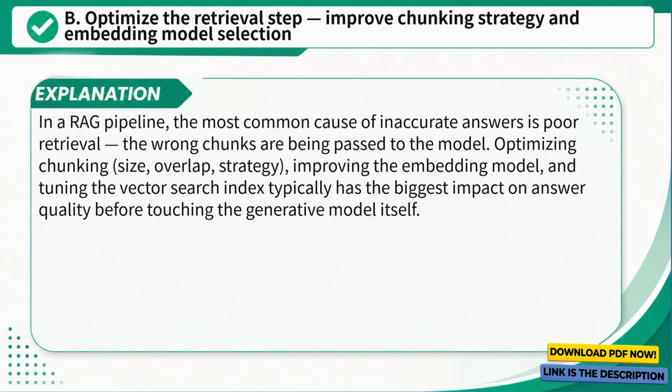Explanation. In a RAG pipeline, the most common cause of inaccurate answers is poor retrieval. The wrong chunks are being passed to the model. Optimizing chunking, size, overlap, strategy, improving the embedding model, and tuning the vector search index typically has the biggest impact on answer quality before touching the generative model itself.